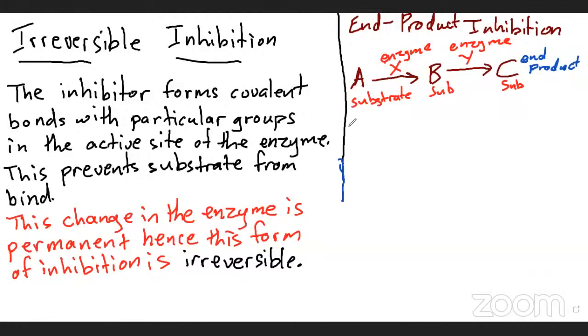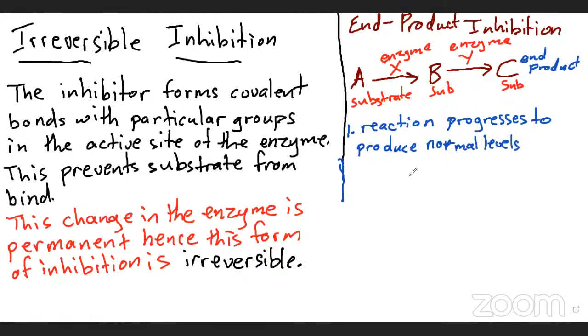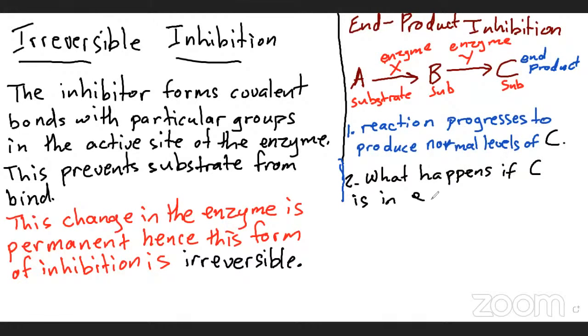All right, so three scenarios. One, the reaction progresses and produces normal levels of compound C. All right. What happens if C is in excess?